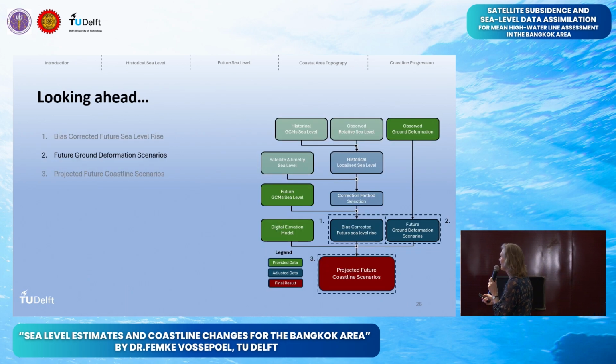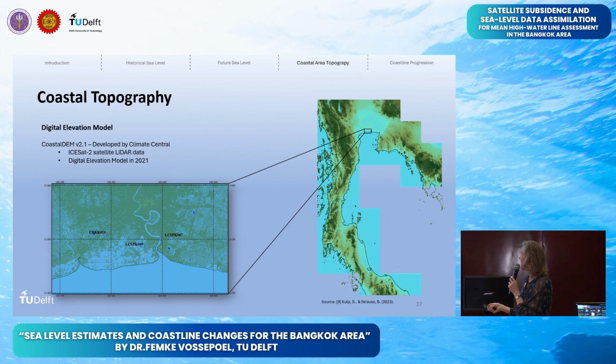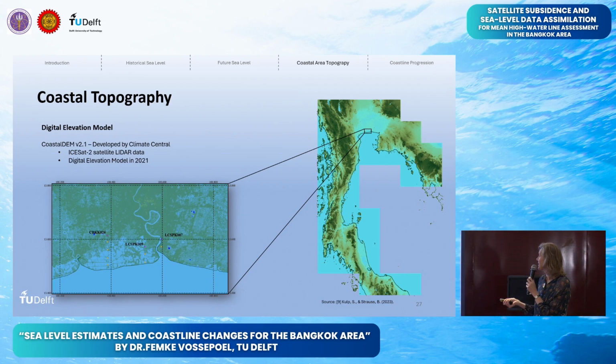Now the interesting part comes when you start to combine this with the subsidence scenarios that Jenny has been looking at. But before we do that, we use a coastal topography map. This is a different DEM, digital elevation model, than the one that Isabel just used. It's developed by Climate Central, which is a small company in the US.